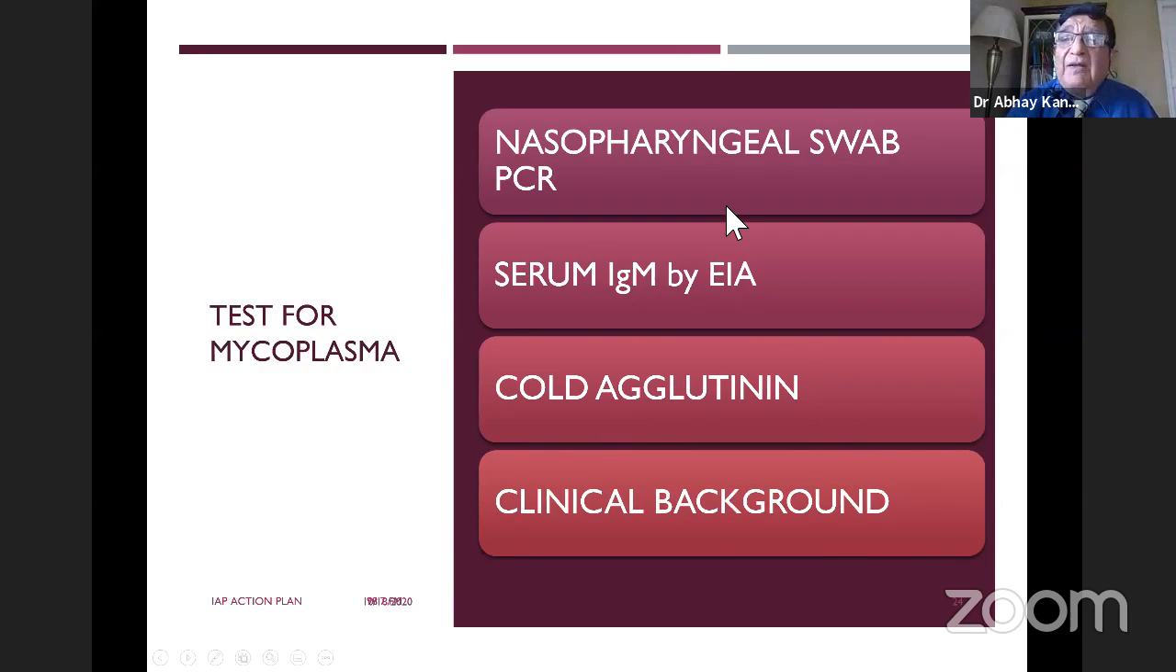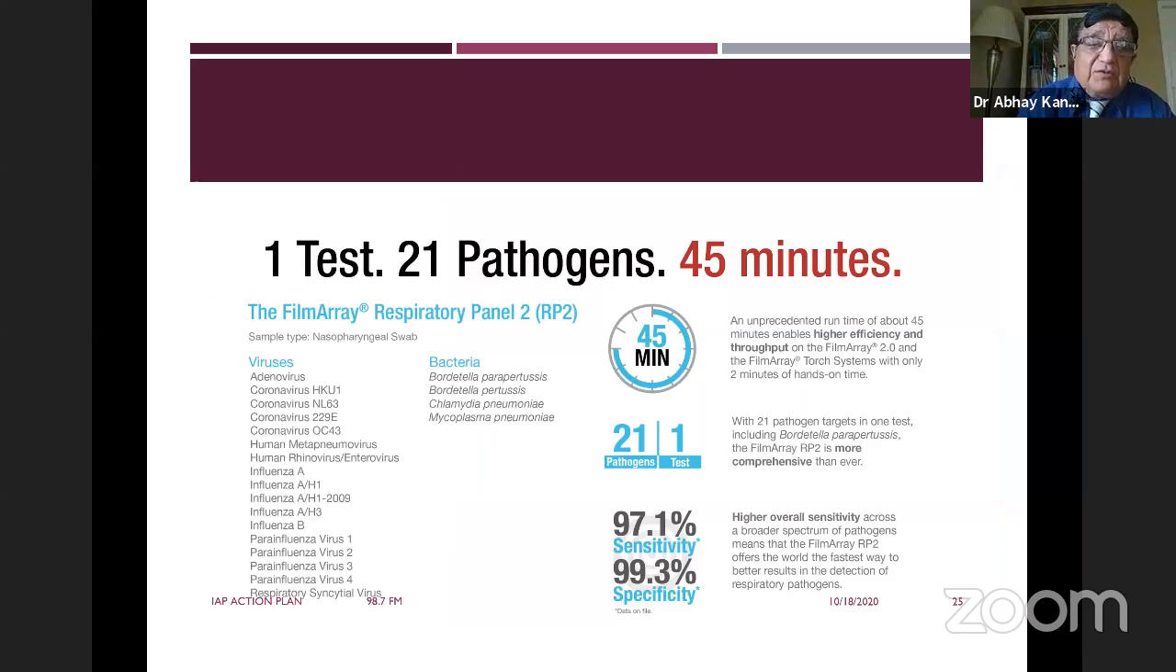A positive swab may indicate a carrier stage, or may indicate real disease itself. Therefore, clinical correlation is very, very important. As far as cold agglutinin is concerned, it is overused, and higher titers are required to clinch the diagnosis. A low titer cold agglutinin positive means nothing. Again, in this case, clinical correlation is very important as far as mycoplasma is concerned.